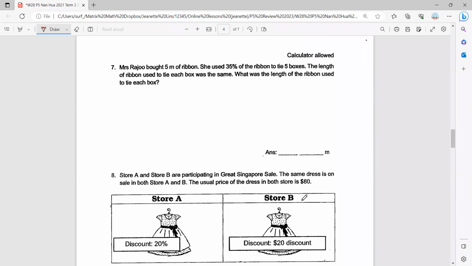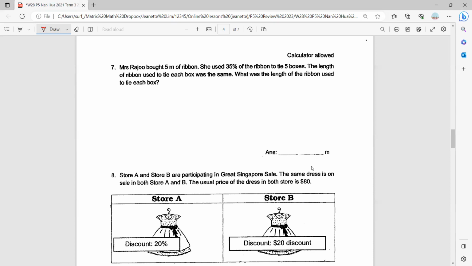Okay, question 7. Mrs. Raju bought 5 meters of ribbon. She used 35% of the ribbon to tie 5 boxes. The length of each ribbon used to tie each box was the same. What's the length of ribbon used to tie each box? Now take note that the answer here is given in meters. So you want to use meters for this question.